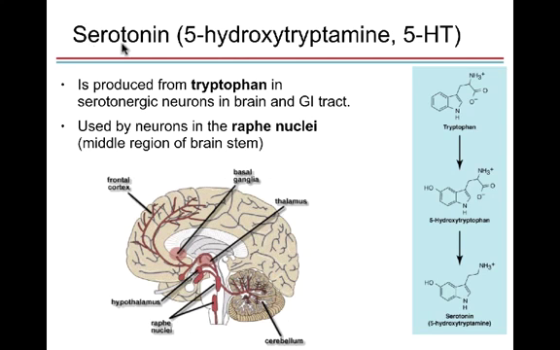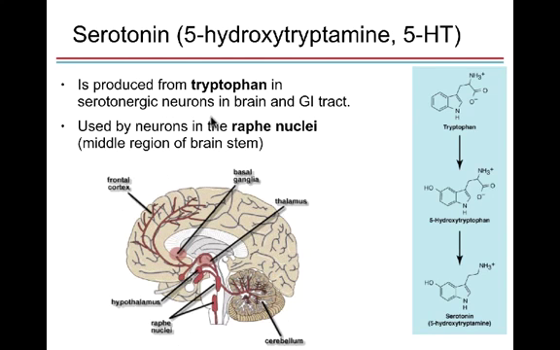Another name for serotonin is 5-hydroxytryptamine or 5-HT. That tells you that serotonin is derived from tryptophan. Tryptophan is going to first change into 5-hydroxytryptophan, and then it's going to change to 5-hydroxytryptamine, which is the same as serotonin. The neuron that releases serotonin is called serotonergic neuron, and you can find this neuron not only in the brain but also in the GI tract.